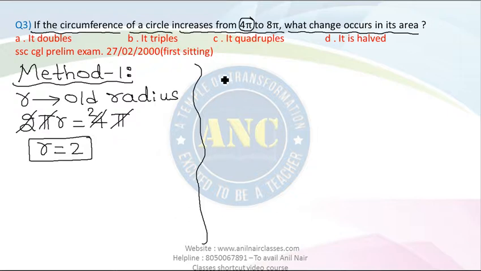Can I say new radius? I will call it capital R. I will call my new radius capital R. If the new radius is capital R, new circumference is 8 pi. Question says from 4 pi it is becoming 8 pi.